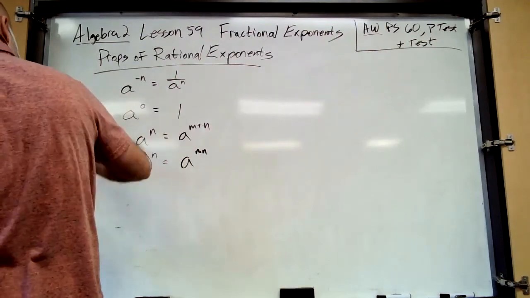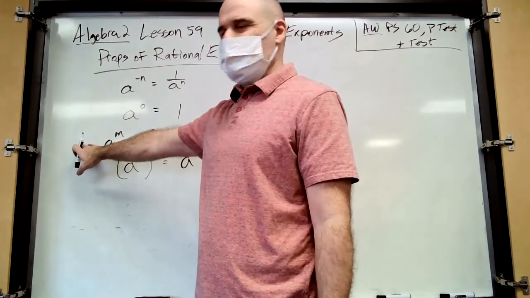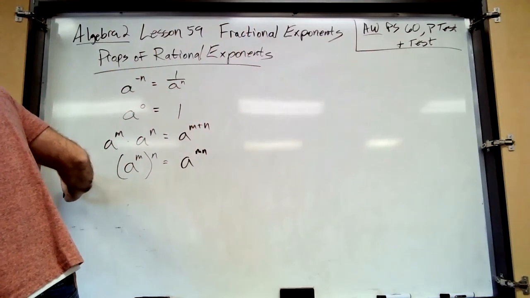So this is the negative exponent. This is the zero exponent. This is the product property of exponents. This is the power of a power property of exponents, okay?